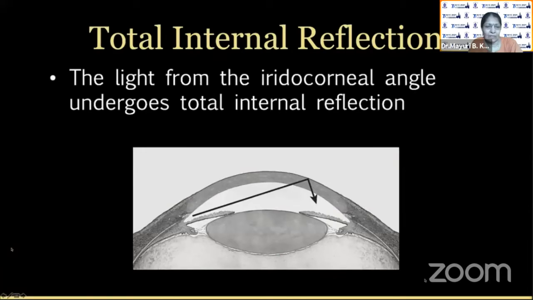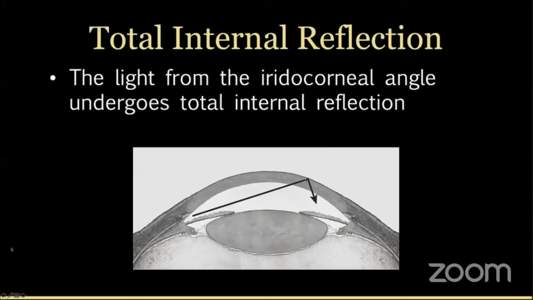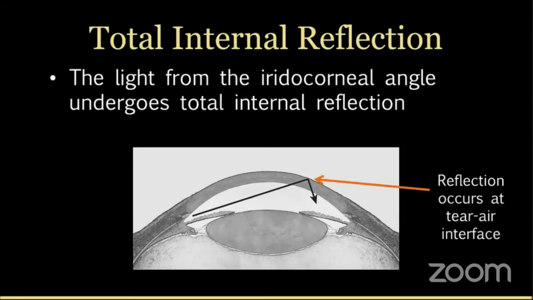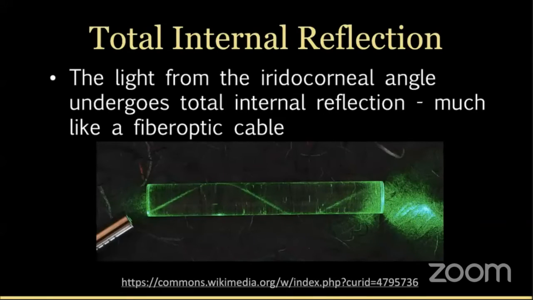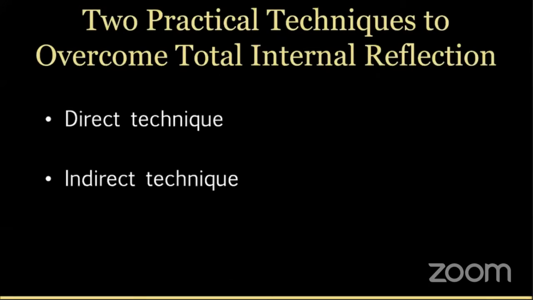We use gonioscopy to overcome total internal reflection, where light from the iridocorneal angle strikes at such a shallow angle with the tear-air interface that it's totally reflected back inside. Again, this happens at the tear-air interface where there's a big change in index of refraction. This is exactly what happens in a fiber optic cable, where the light strikes at such a shallow angle that it's totally reflected back inside. And we can overcome this by 2 techniques, a direct and an indirect technique.